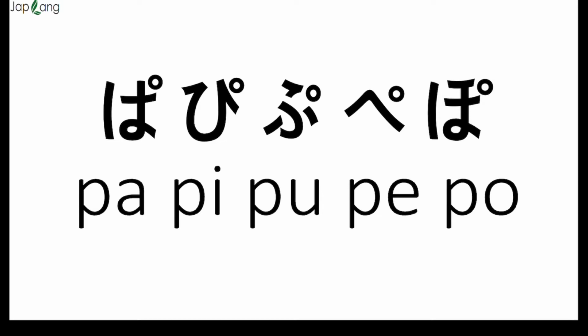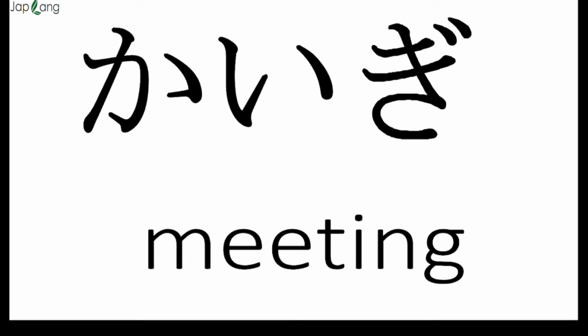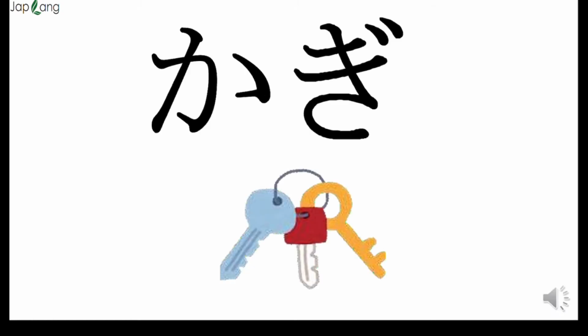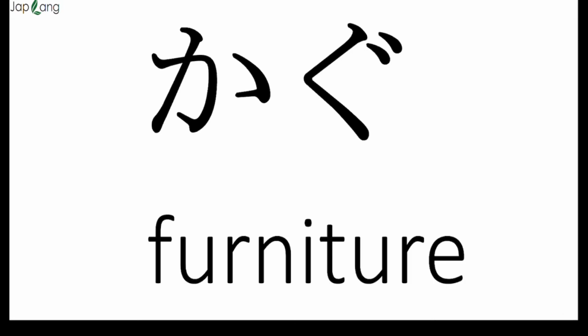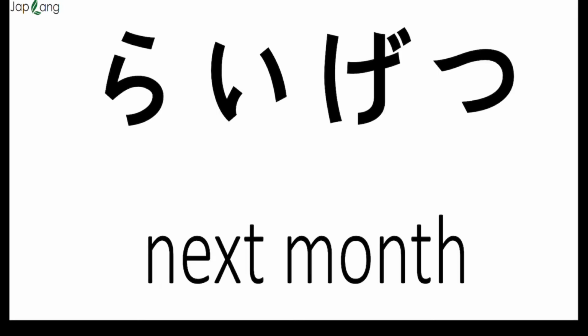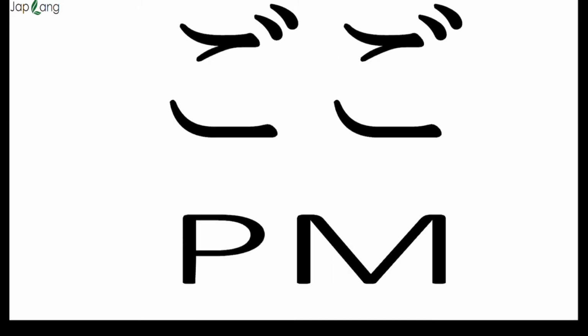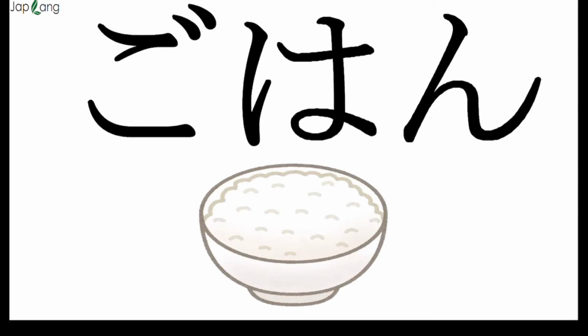Now let's have a combined word. So this is ka, i, gi. Alright, so this is kaigi. What is kaigi? Kaigi is meeting. Alright. Kagi. Kagi is key. Kagu. Kagu is furniture. Raigetsu. Raigetsu is next month. Gogo is PM. Gohan is rice, food.